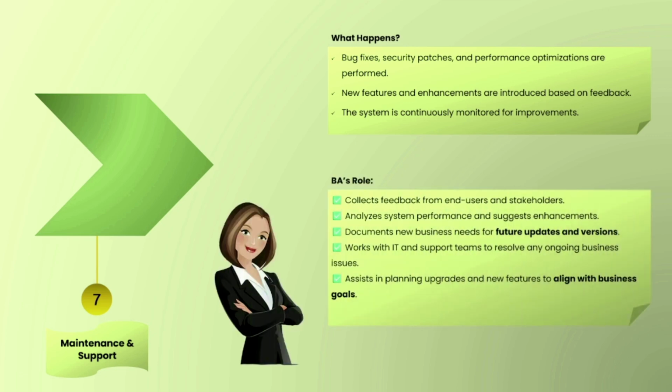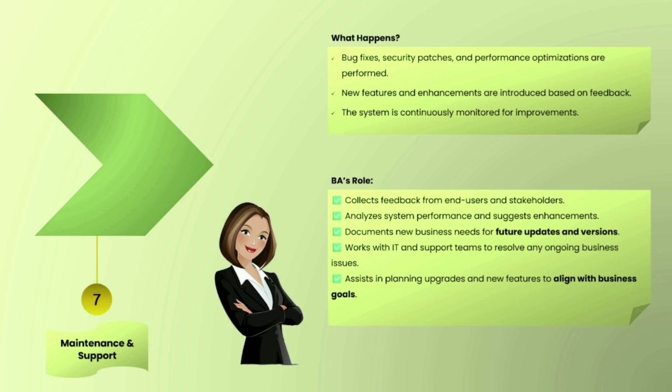Now what is the BA's role here? He collects feedback from end users and stakeholders, analyzes the system performance, suggests any enhancement required, and documents new business needs. Means anything which is required needs to be documented, and then the other documents are updated, updating the version of the old documents. All these things are happening in maintenance and support.